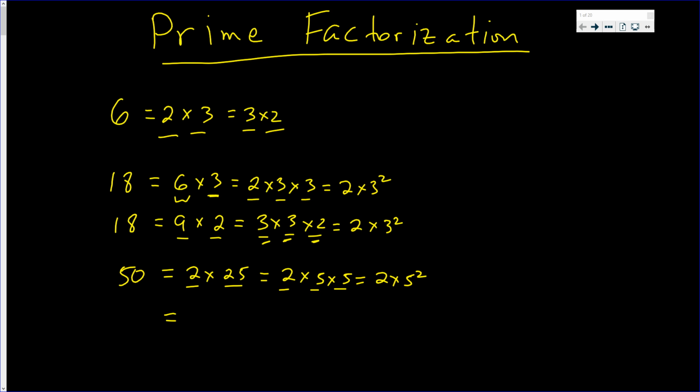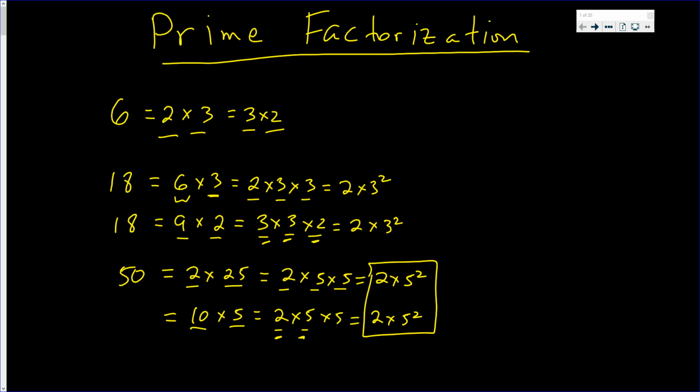Another student can say 50 is 10 times 5. And of course that student would be right. But 10 is not prime. It's 2 times 5, and it happens to be that 2 and 5 are prime, times the next 5. If one of these numbers were still not prime, I would continue and write down how to factor that number. In any case, we get 2 times 5 squared. We got the same answers.